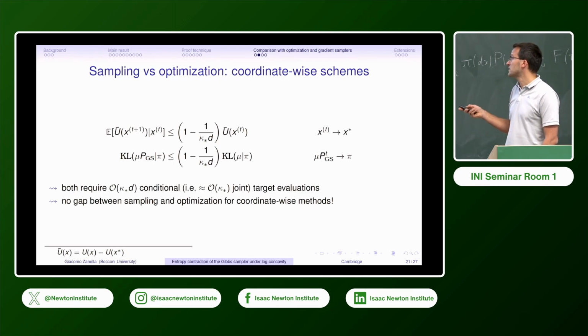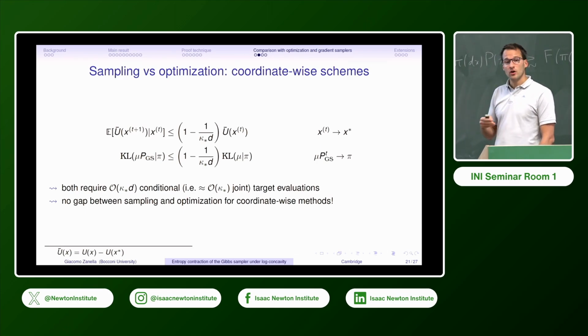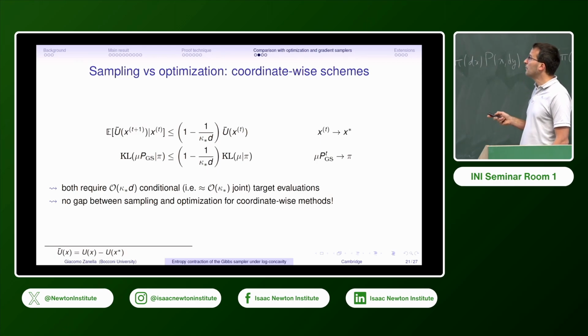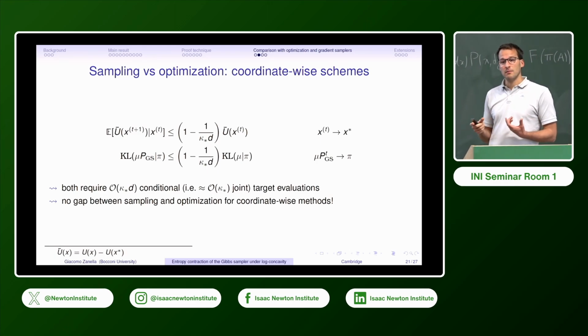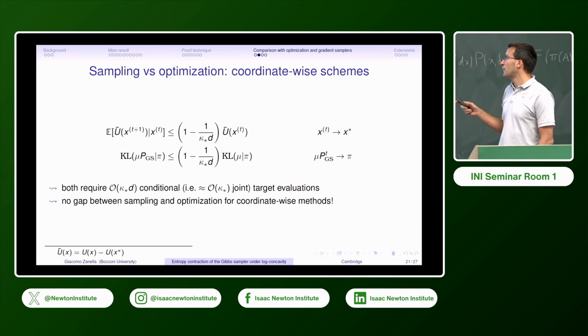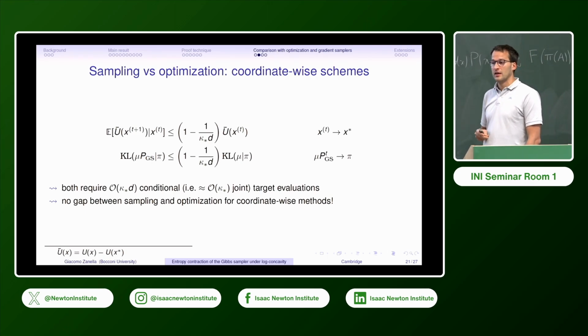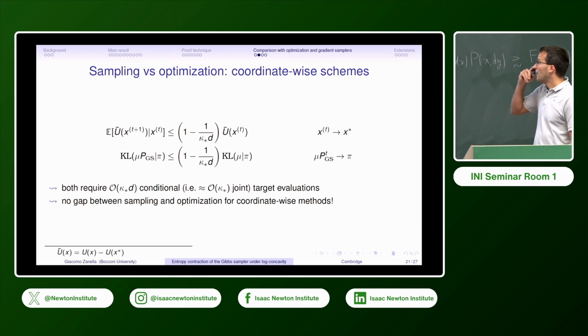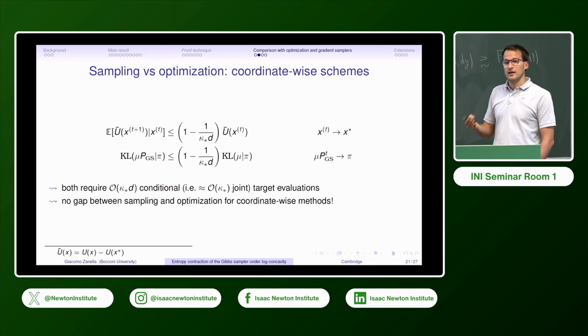optimization, because both schemes require the same number, order kappa d, of conditional operations, which are either conditional sampling or conditional maximization, and they both converge exactly to the desired quantity. So both in practice and in theory, there's no gap between the two in terms of polynomial orders and so on. I'm highlighting this because this is quite different from what you get in the gradient-based context.